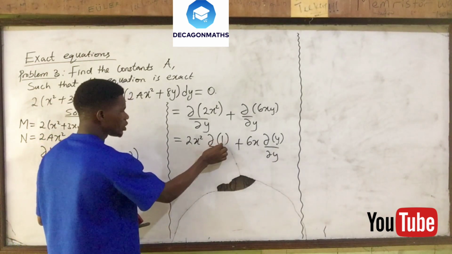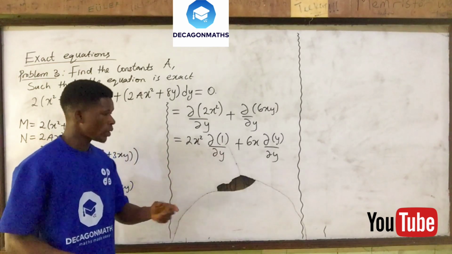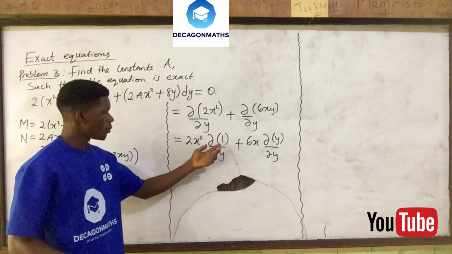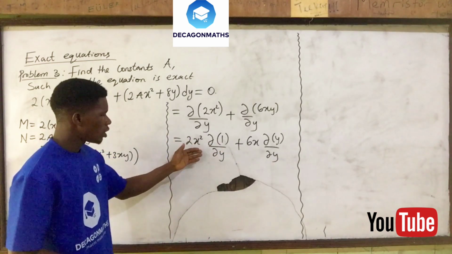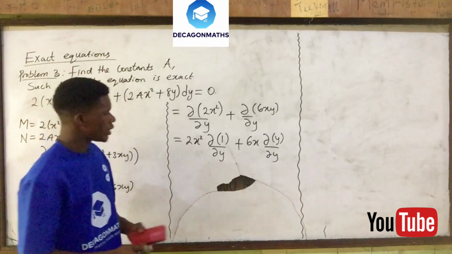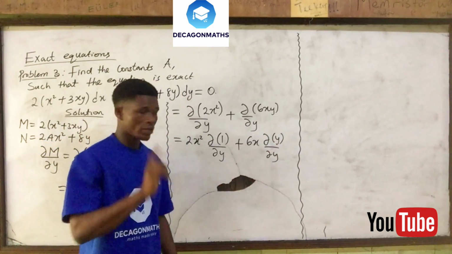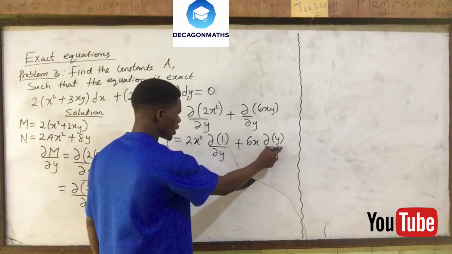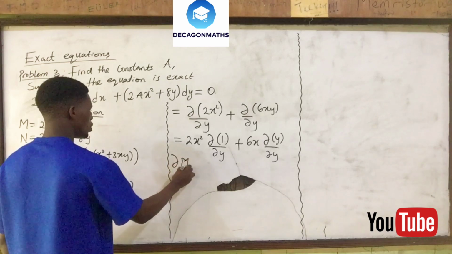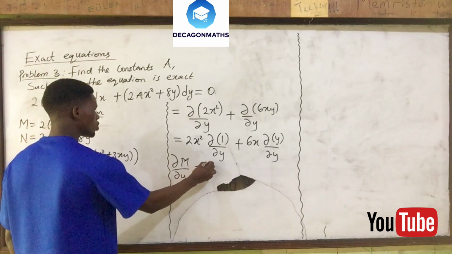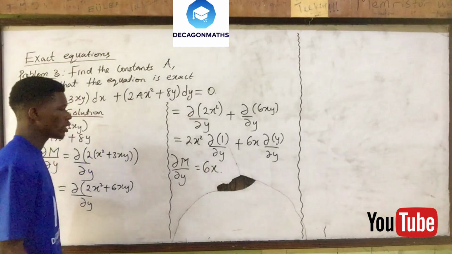Now when we differentiate 1, which is a constant, with respect to y, it becomes 0. So that means everything we have here becomes 0, and multiplying gives 0, so this term is gone. Then let's differentiate this. When we differentiate y, we have 1, so that means 6x times 1. That means the partial derivative of M with respect to y will give us 6x. So let's take note of that.